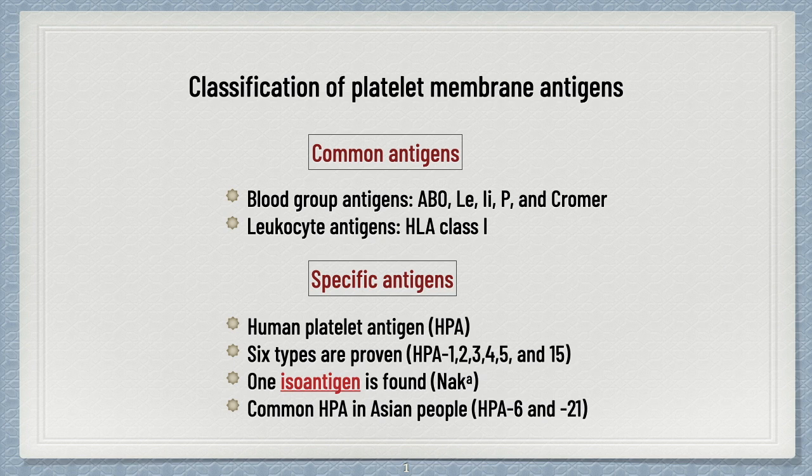29 types of HPA are denoted, but only 6 are proven. There are HPA1 to HPA5 and HPA15. NAKA, the platelet antigen presenting on glycoprotein 4, is confirmed as an isoantigen. HPA6 and 21 are common in Asian people.